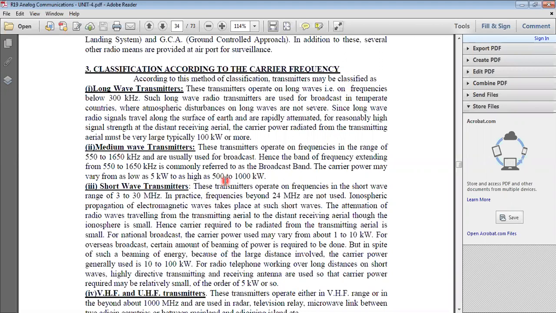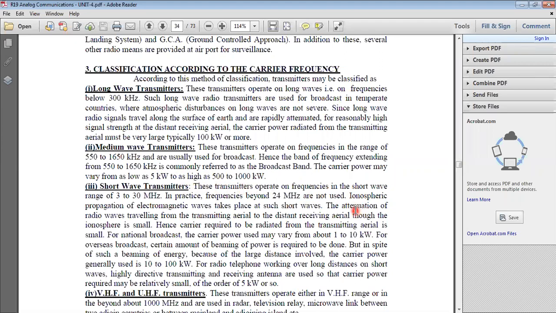Now coming to medium wave transmitters, see the range. If the carrier frequency is 550 to 1650 kilohertz, then it is called a medium wave transmitter. Transmitters that operate on frequencies in the range of 550 to 1650 kilohertz are called medium wave transmitters. What is the carrier power here? The carrier power is 5 kilowatts to 500 or 1000 kilowatts.